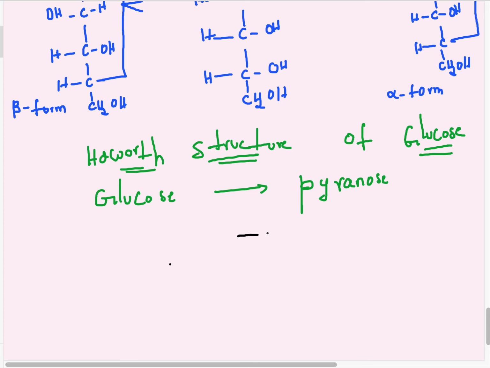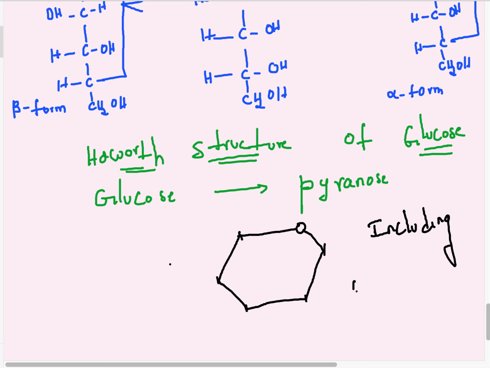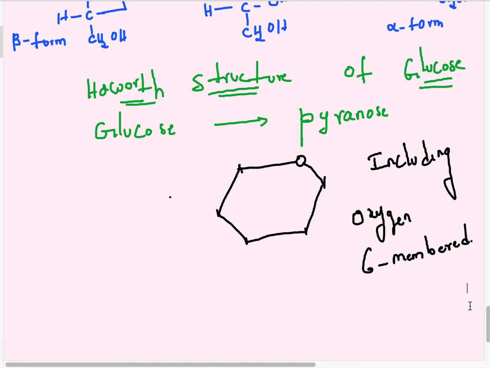Including oxygen, it is a 6-membered ring. 1, 2, 3, 4, 5, 6. Including oxygen, it is 6-membered. You have to write, including oxygen, 6-membered. Clear? That's it. Now can you try to draw these structures, alpha form, beta form? So with this we close the session.